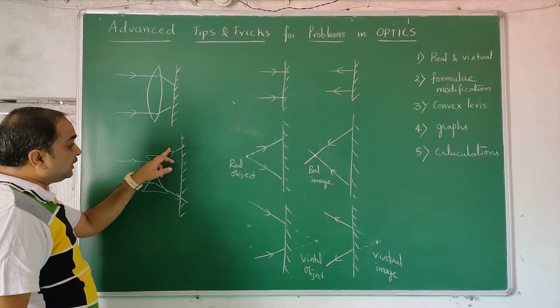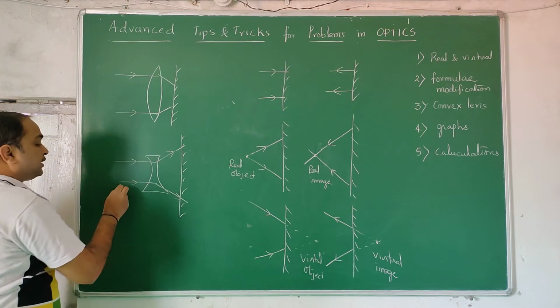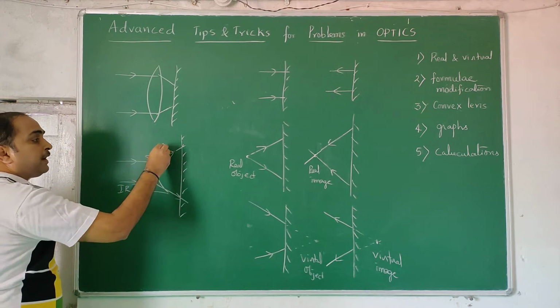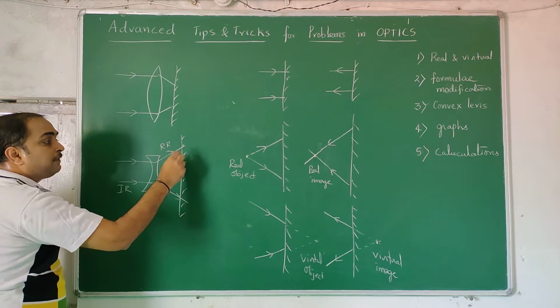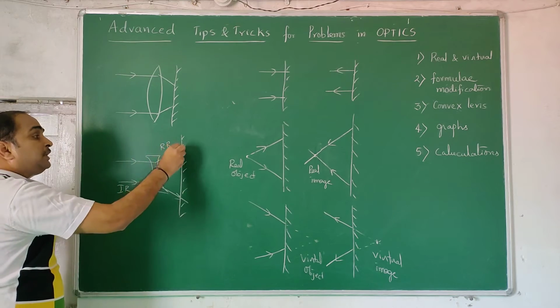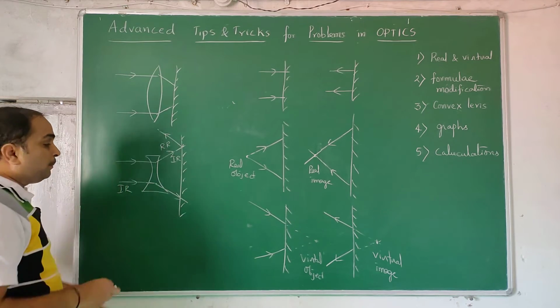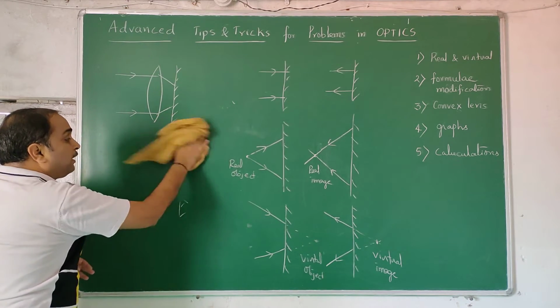These rays are incident rays. See, incident rays, refracted rays. Refracted rays here become incident rays for the mirror. After that, they get reflected. So we have to take one element at a time.